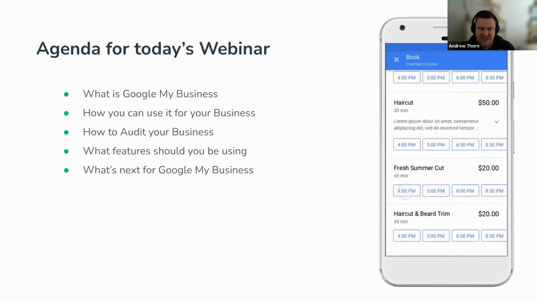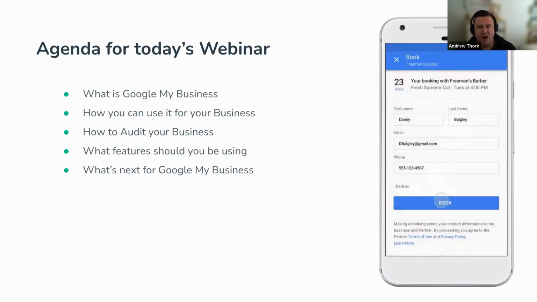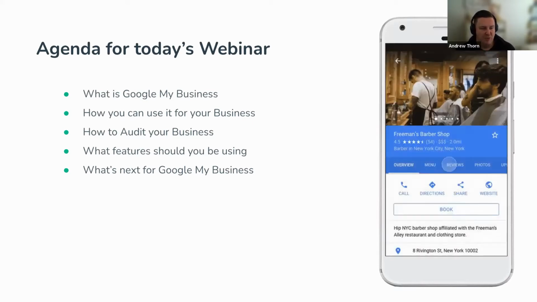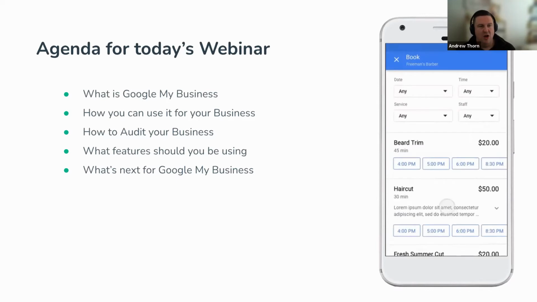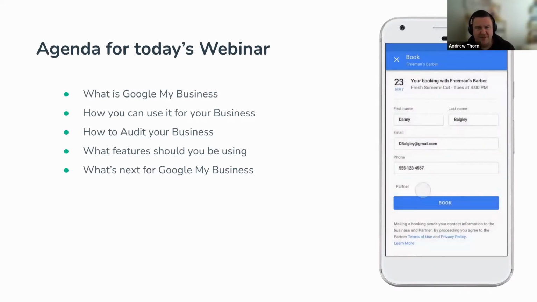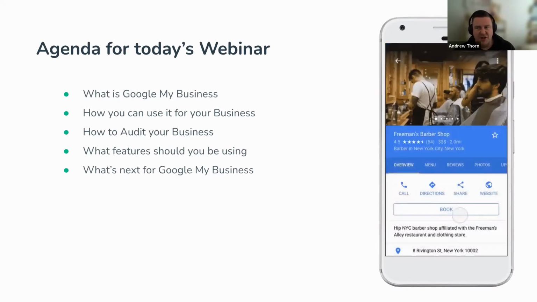Most business owners that I speak to don't know if they're doing a great job. So one of the things I'm going to do is give you an audit framework that allows you to audit your locations, whether you're a single location business or have a couple of different locations. I'm going to take you through some of the features that you should be using and why. You don't have to use them all, but it's good to know that they're there.